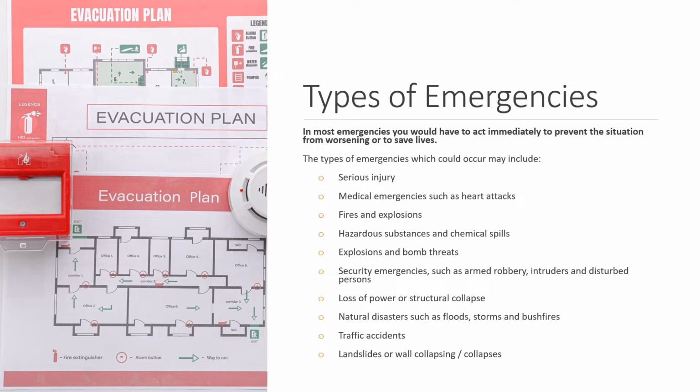Now, the types of emergencies that could occur would include things like serious injury, medical emergencies like a heart attack, fires and explosions, hazardous substances or chemical spills, explosions or bomb threats, security emergencies such as armed robbery, intruders, and disturbed persons, loss of power or structural collapse, natural disasters like floods, storms and bushfires, traffic accidents, or even landslides and wall collapsing.